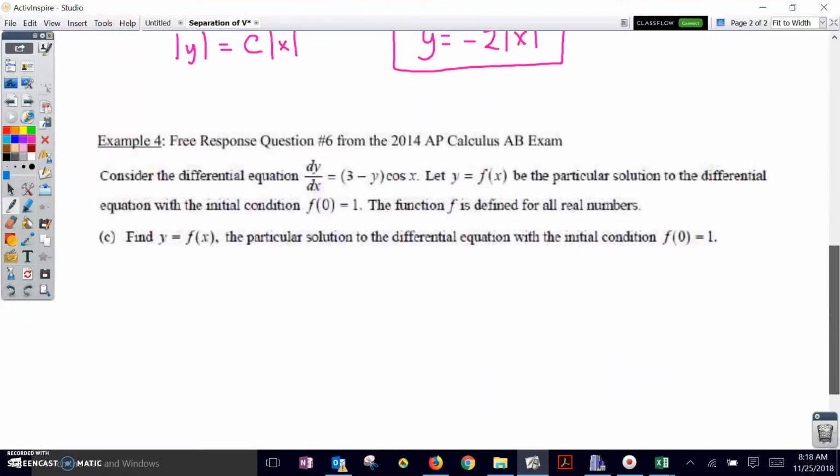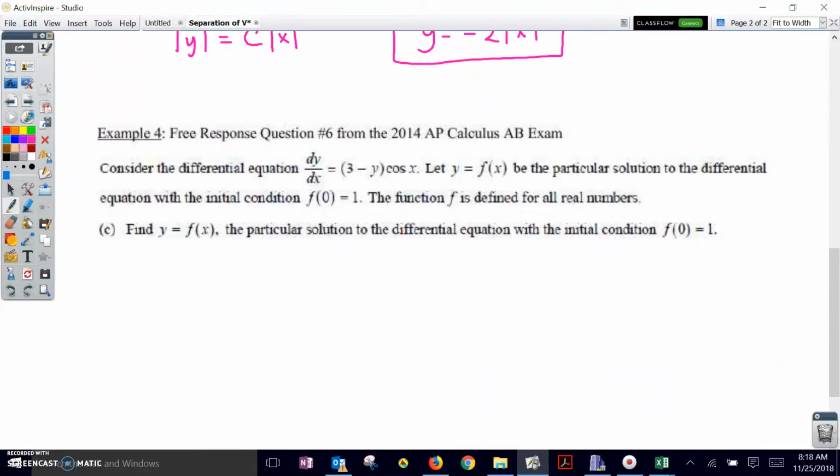Alright, on to example 4 from the lesson. This is actually from free response question number 6 from the 2014 AP Calculus AB exam. Consider the differential equation dy/dx equals the quantity 3 minus y times the cosine of x. Let y equals f of x be the particular solution to the differential equation with the initial condition f of 0 equals 1. Function f is defined for all real numbers. Find y equals f of x, the particular solution to the differential equation with this initial condition.